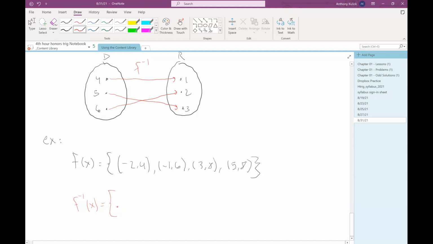So in my first problem, I have that -2 goes to 4. For my inverse, then I would need to take 4 and send it to -2. In f, -1 goes to 6, so the inverse has to send 6 back to -1. I have 3 goes to 8, so I need to send 8 back to 3. And I have 5 going to 8, so I need to send 8 back to 5.